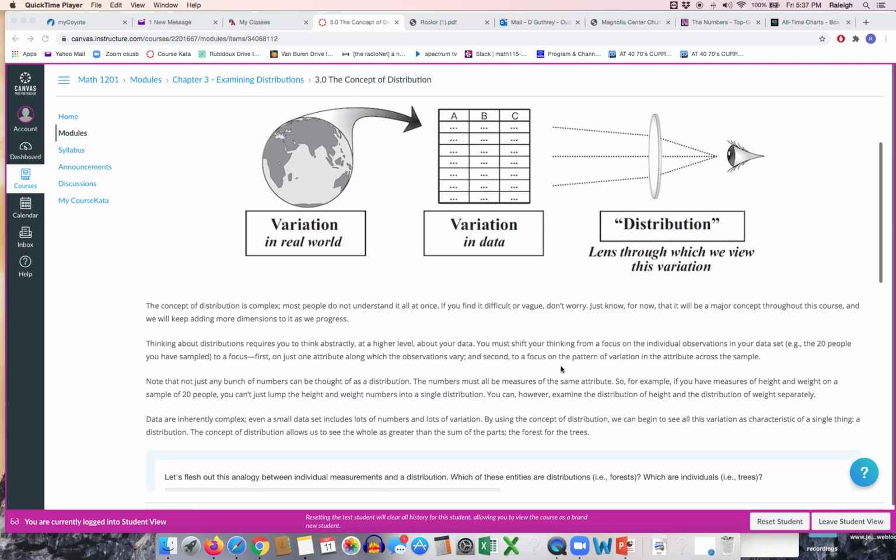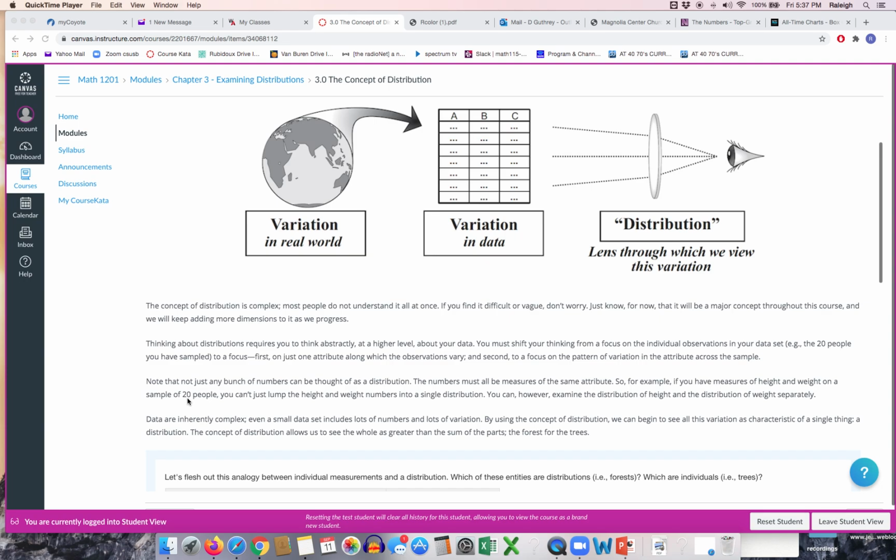Most people don't understand it all at once. If you find it difficult or vague, don't worry. It'll be a major concept throughout this course, and we'll talk about it. It does ask us to think abstractly, though, at a higher level about your data. So we take the focus away from the individual values up to the entirety of all the values and call it, say, a normal distribution or something along those lines.